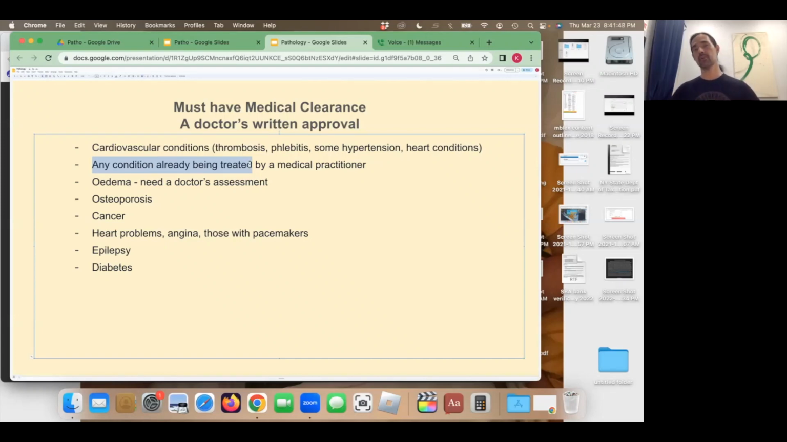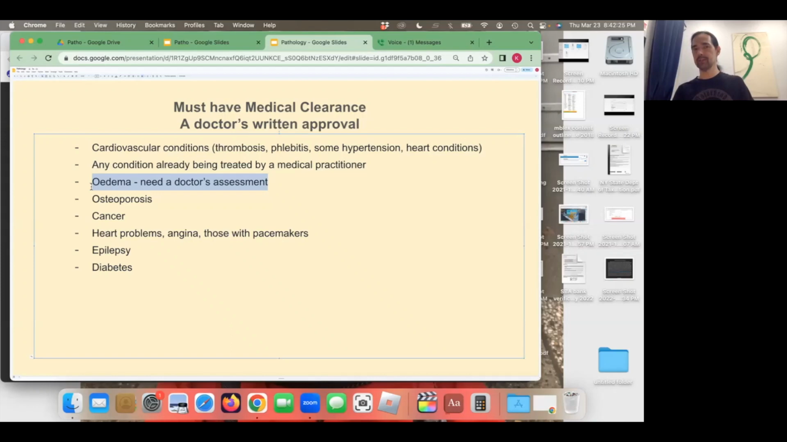Maybe they're uninsured, or maybe they're undocumented, or for whatever reason they don't want to go through filing a thing through their work if they're injured on the job, or maybe that's not available to them, so they're not going to do it. So you do the best you can with those people. But for the MBLEX, any condition that's already being treated by a medical practitioner, for sure, you ask that doctor for a referral, especially if the client is asking you to treat the same condition that the doctor is treating. Okay, edema.